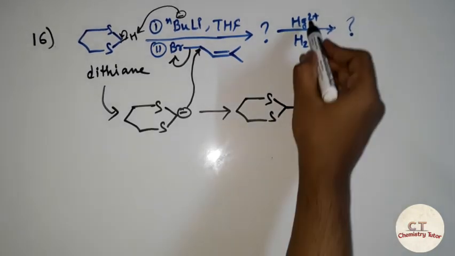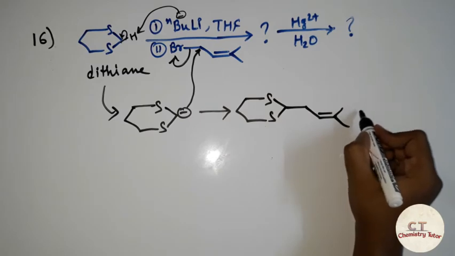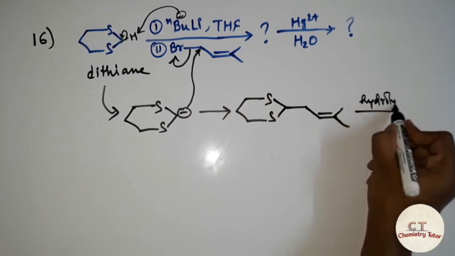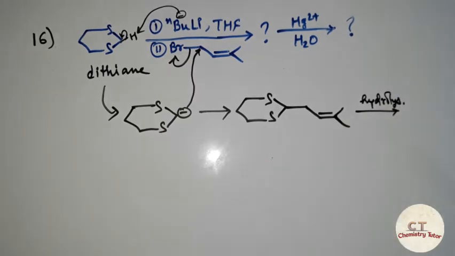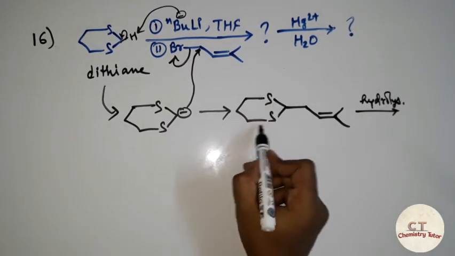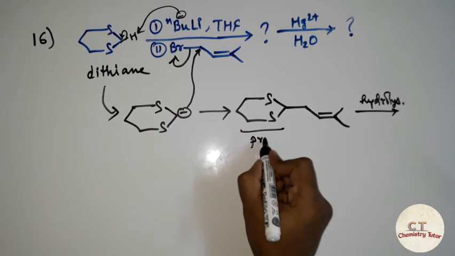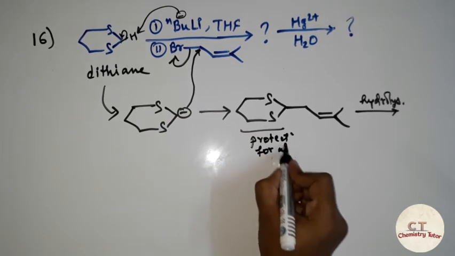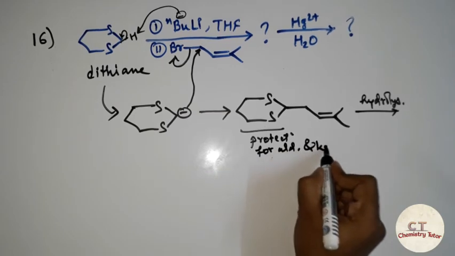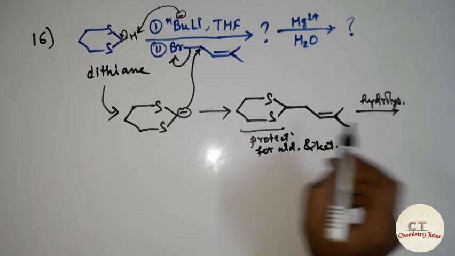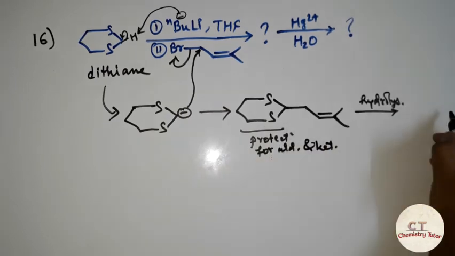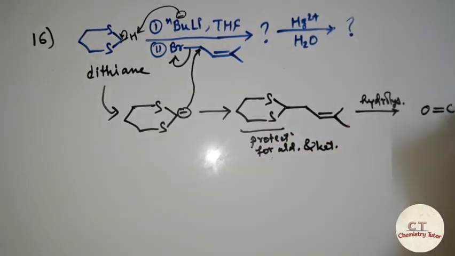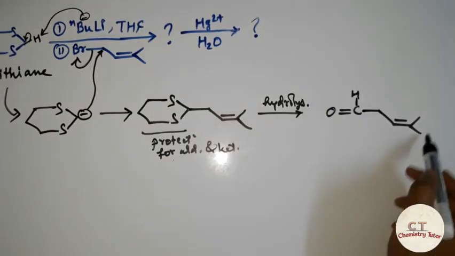this one. Further, mercury in presence of H2O, it means hydrolysis is going to occur. Since this is a protecting group, a protection group for aldehyde and ketone, on hydrolysis deprotection will occur, and instead of this, we are going to get a double bond O, so we are getting this product.